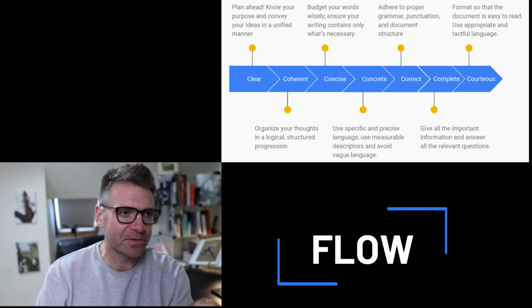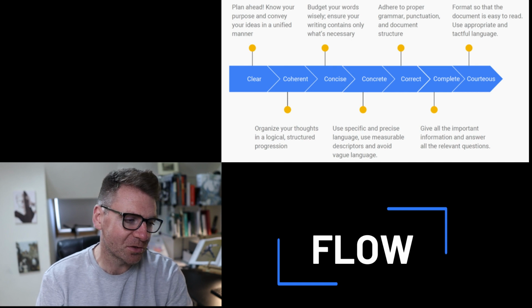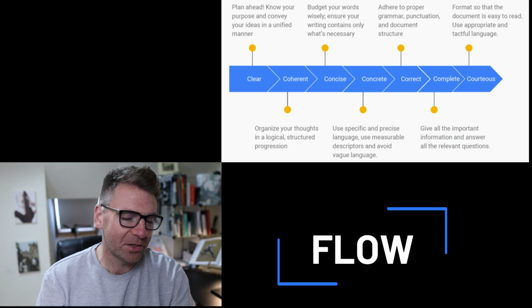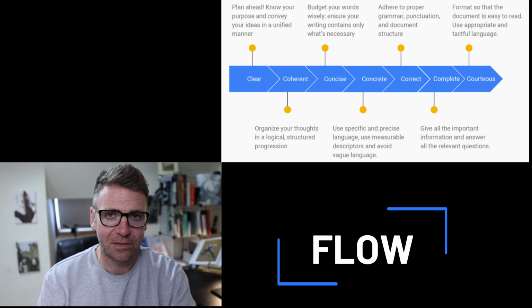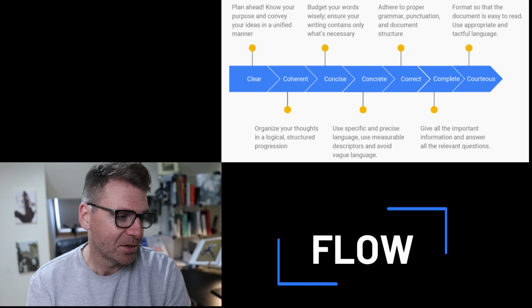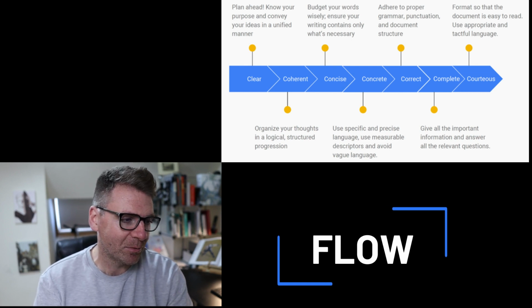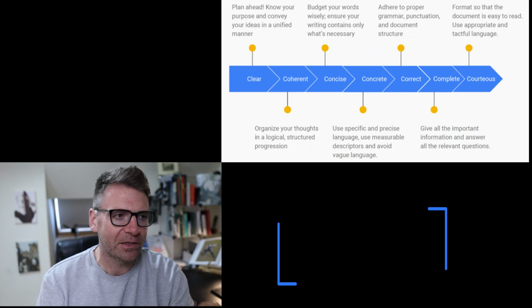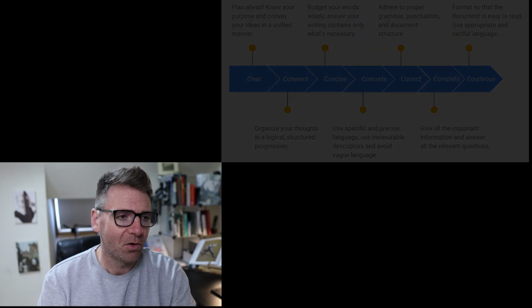Coherency. So when your supervisor says, you know what, you should make that bit more coherent, what they're actually talking about is organizing your thoughts in a logical, structured progression. You also hear the word concise. This is the sentences are not concise, or God forbid your whole thesis is not concise. So what are they talking about? What they're basically talking about there is budget your words wisely. Ensure your writing contains only what's necessary. So that kind of covers you for anything to do with sort of padding or waffling or meandering.